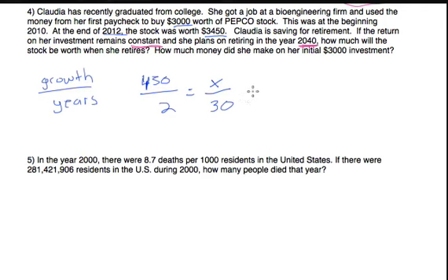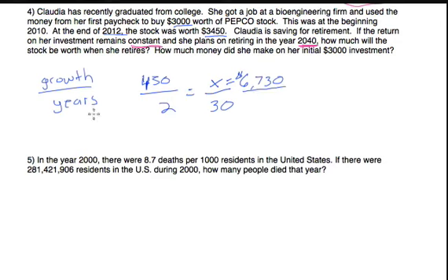30 times 450 divided by 2. That's better. Okay. X equals $6,750. Well, that's a pretty nice return. So that's how much the stock has grown.